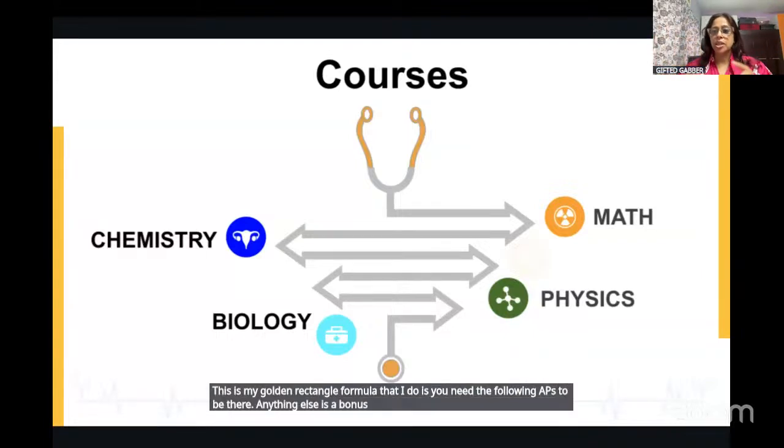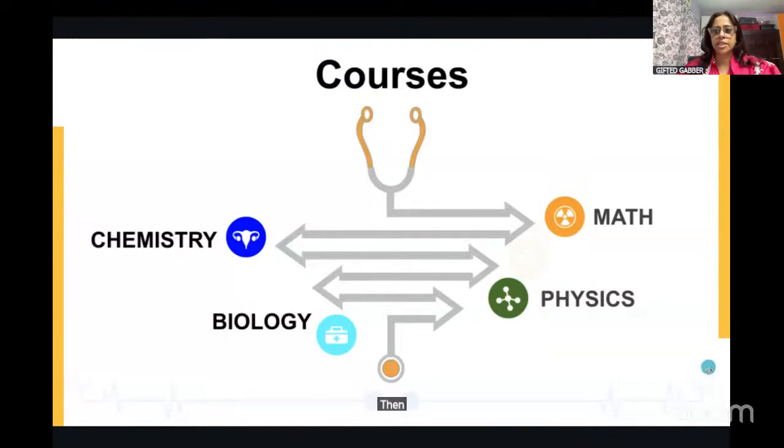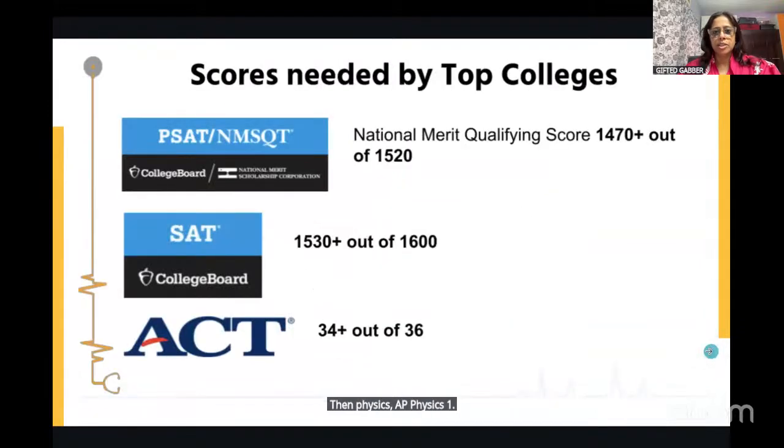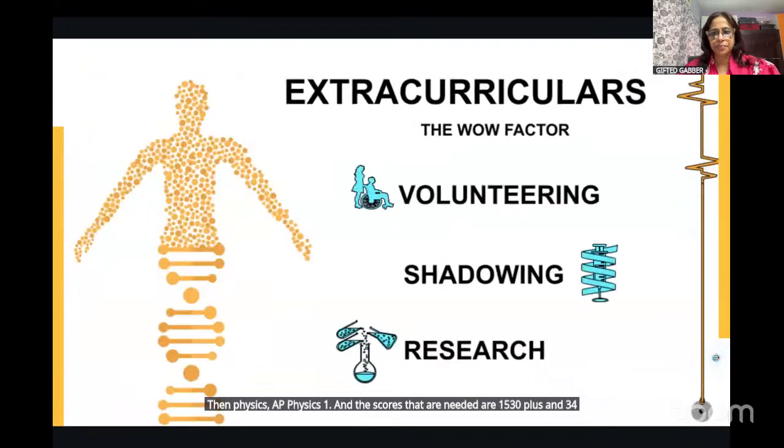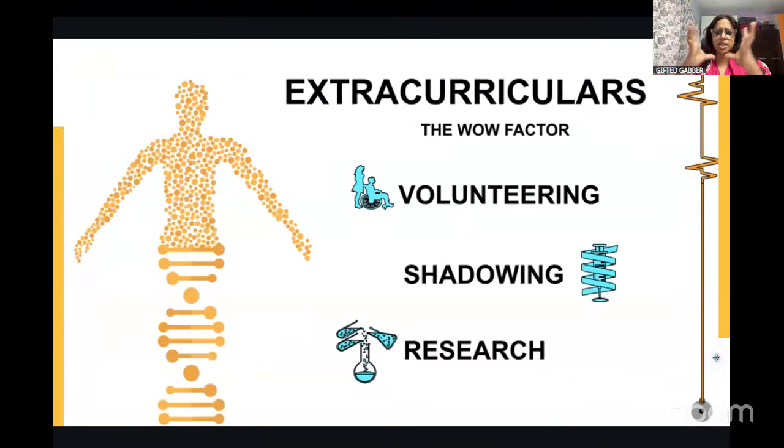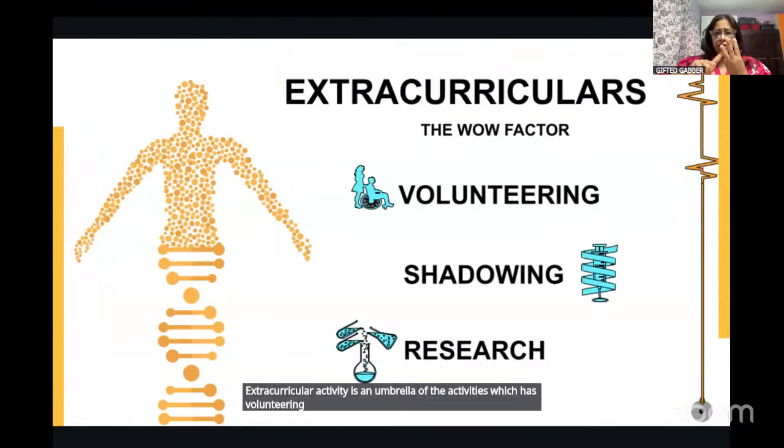AP Biology, AP Chemistry, AP Calculus AB, then Physics, AP Physics 1. And the scores that are needed are 1530 plus for the SAT and 34 plus for ACT. Extracurricular activity is an umbrella of activities which has volunteering, shadowing, and research. This makes up the wow factor of the extracurricular activity. They are looking for these 3.